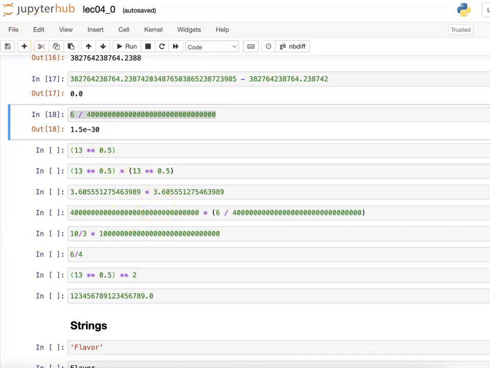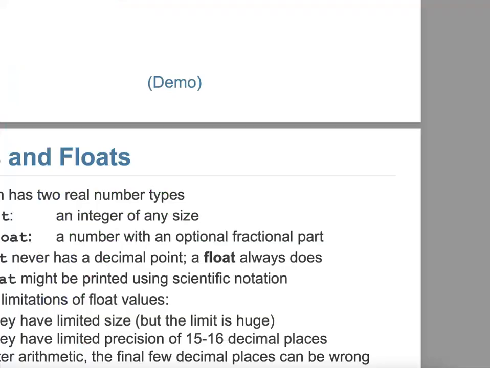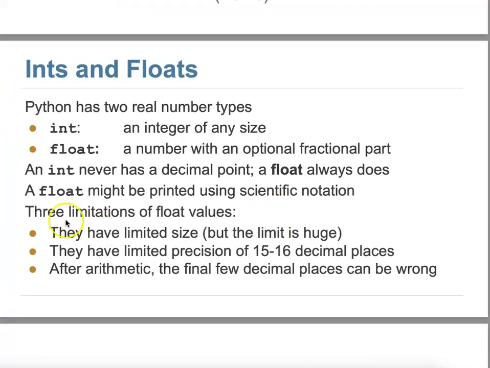Okay, so then let's go back to see our summary about the limitations of float values. They have a size limitation. Usually precision is 15 to 16 decimal places. After arithmetic, the final few decimal places may be wrong.